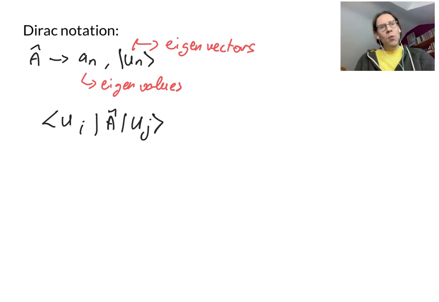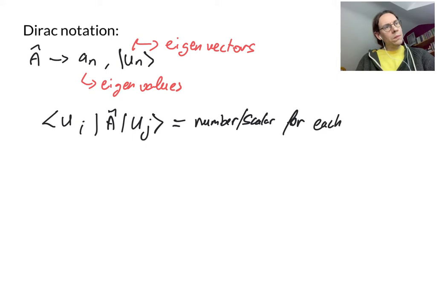But the main thing that I want to show you here is, we know that this represents an integral, and because it represents an integral, this is really going to give you a number, a scalar. So this will give you a number, or scalar, for each i and j. For each combination of i and j that you have, you get a number.